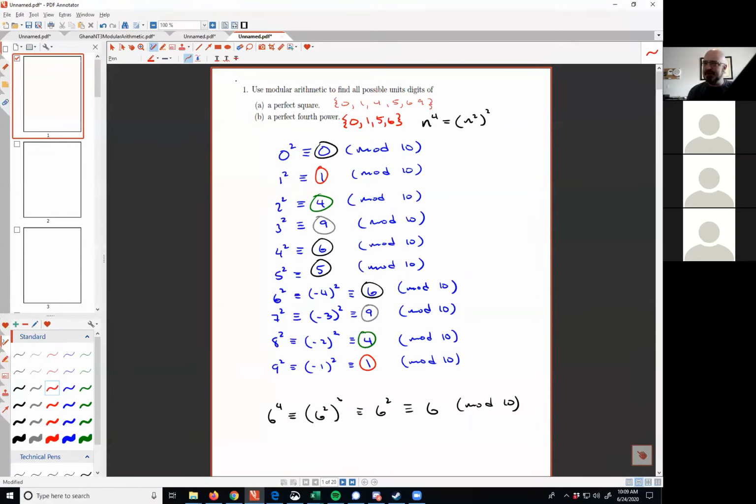Any questions or thoughts about this? So if you ever see an integer, no matter how big, you don't really have to test so much if it has a units digit of 2, 3, 7, or 8. Those are never, ever perfect squares. Now, there was a problem like this before camp. Anyone remember which problem I might be referring to?